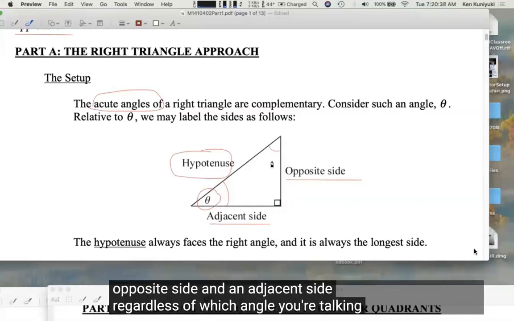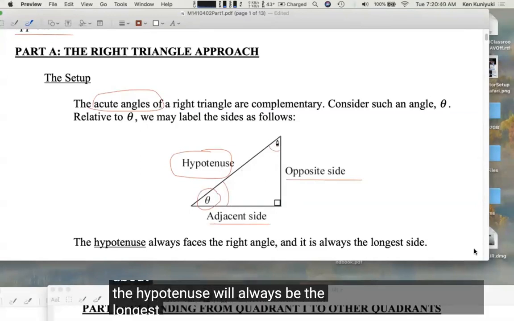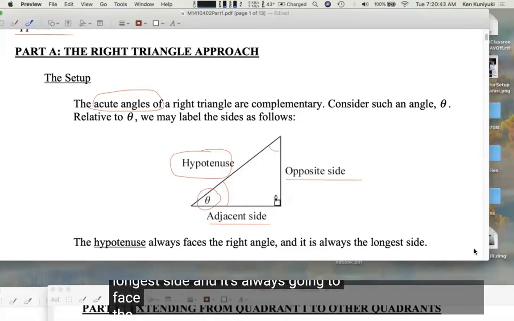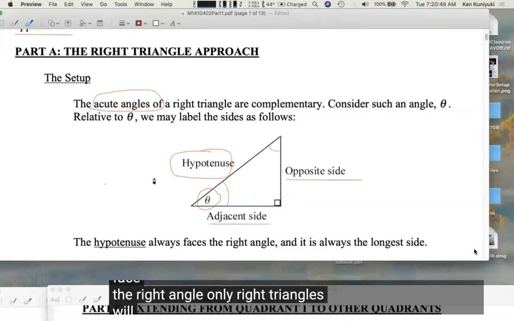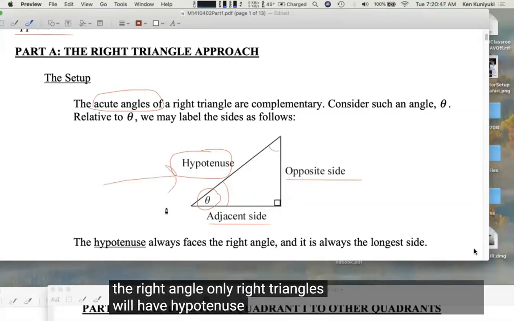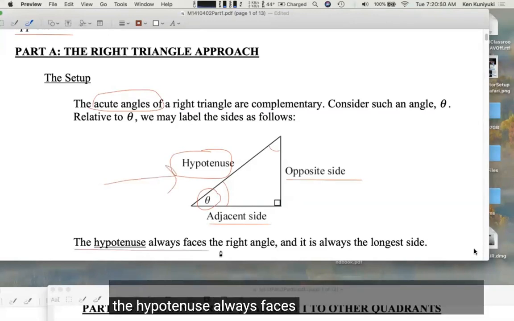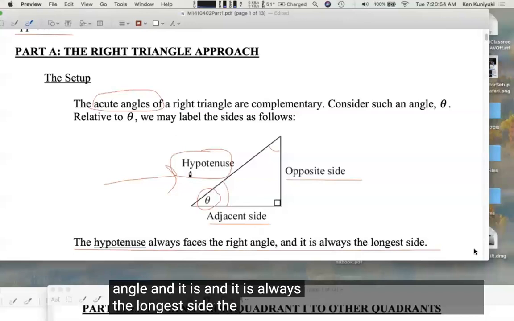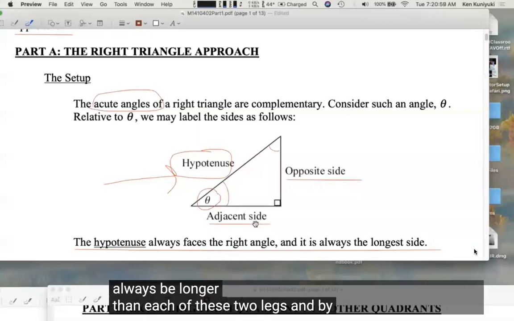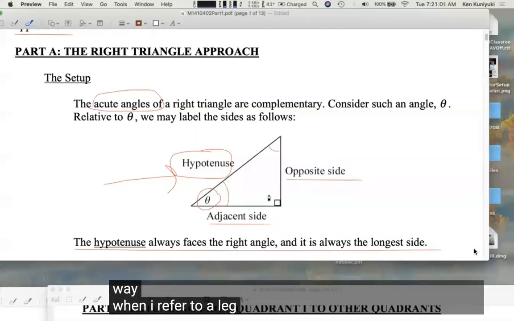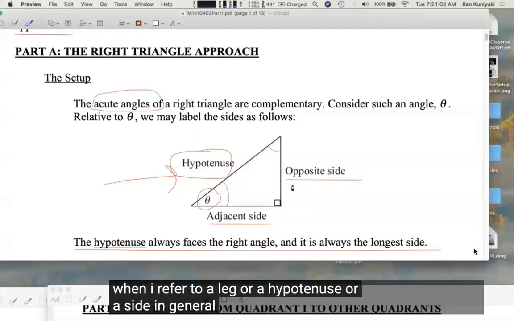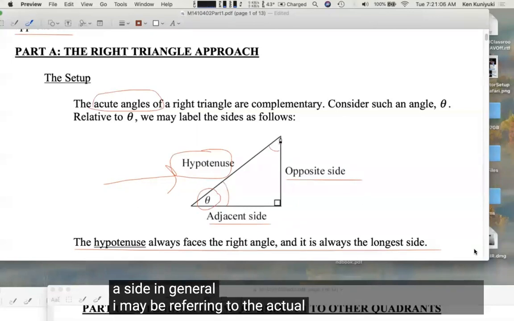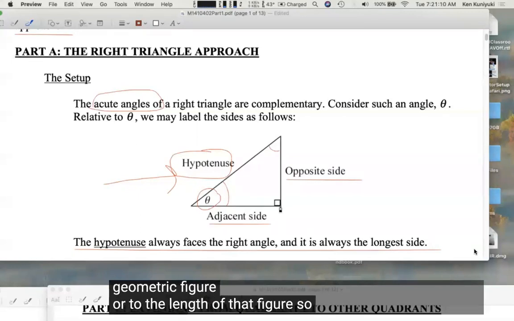Regardless of which angle you're talking about, the hypotenuse will always be the longest side, and it's always going to face the right angle. Only right triangles will have a hypotenuse. The hypotenuse always faces the right angle, and it is always the longest side. The hypotenuse will always be longer than each of these 2 legs. And by the way, when I refer to a leg or a hypotenuse, or a side in general, I may be referring to the actual geometric figure or to the length of that figure. So understand the context.